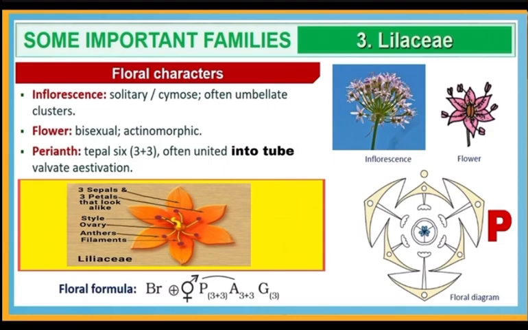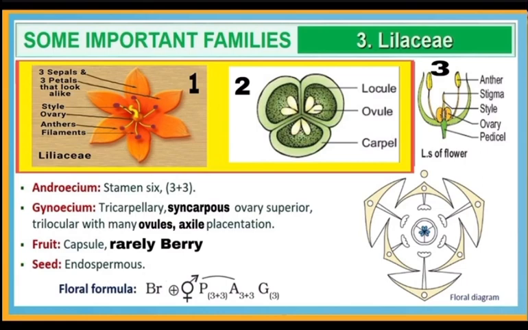Flower is bisexual. It is actinomorphic. There is a perianth formed by fusion of calyx and corolla, which is also called tepals. Tepals are 6 in number and are found in 2 groups. The groups are 3 plus 3, often united into a tube, with valvate estivation. See the 3 sepals and 3 petals look alike and form the perianth in the diagram. Androecium or stamens are also 6 in number and are in 2 groups, 3 plus 3. See diagram number 1.